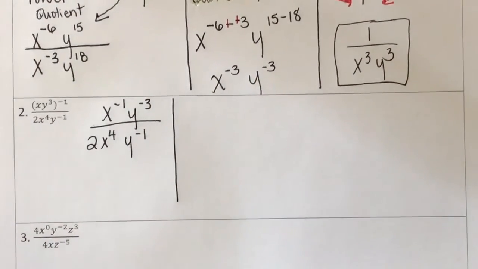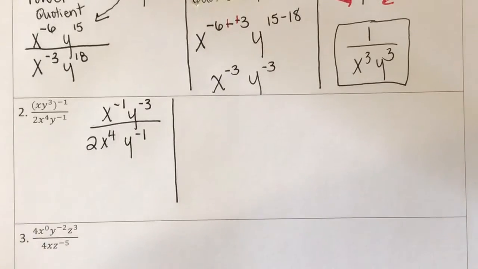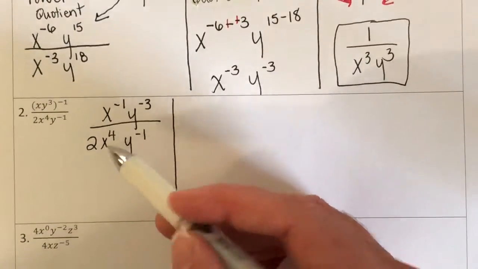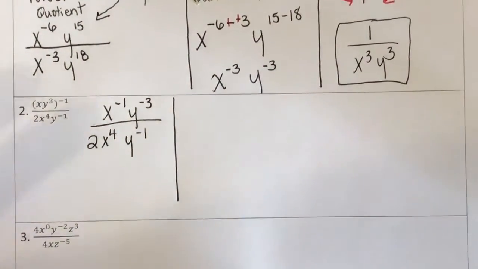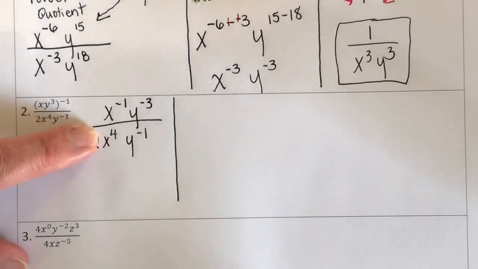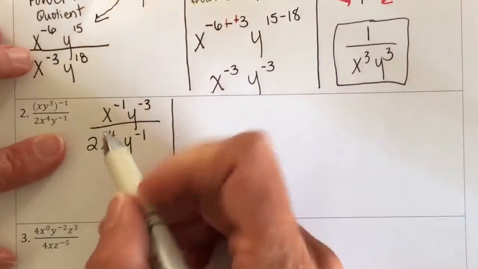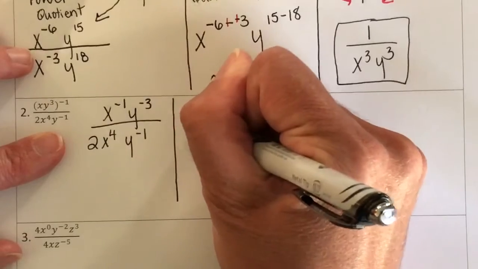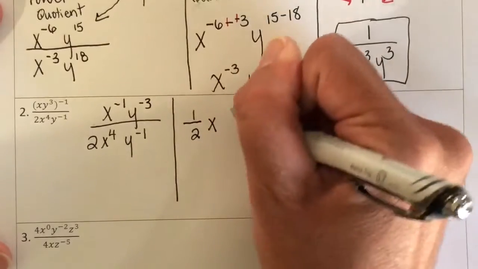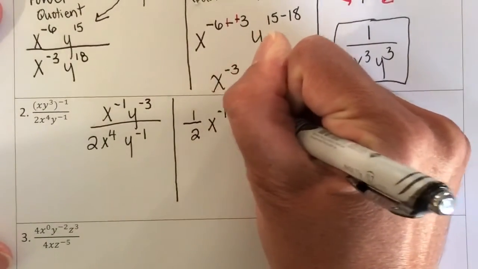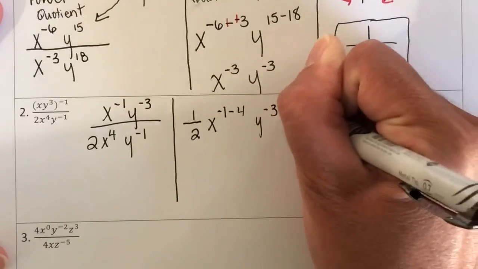So again, in this problem I'm dividing. Because I'm dividing, I'm going to apply my rule that says if I have the same base, to subtract my exponents. So I'm going to take this 2 and cover it up for a minute and maybe pull it off to the side, and since it's a 2 in the denominator, I'm going to call that 1/2. So then it becomes 1/2 times x to the -1 minus 4, and then y to the -3 minus -1.